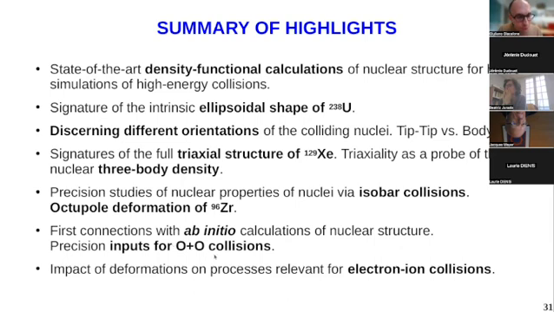Then we have oxygen-oxygen collisions, which have enabled us to connect to ab initio calculations of nuclear structure, which is very spectacular, of course. And finally, we have figured out that there are observables that will be measured in future electron-ion collisions, or even ultra-peripheral nucleus-nucleus collisions mediated by photons, which are also probing the many-body correlations in the nuclei, and so all these deformations. And again, we need solid input from nuclear structure for that. So this was the summary of highlights.